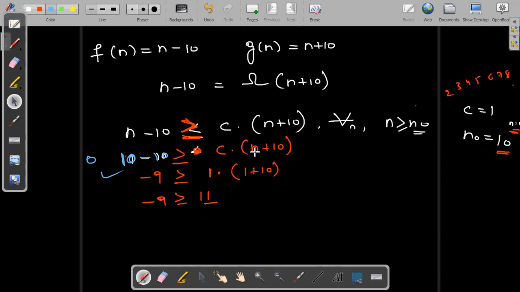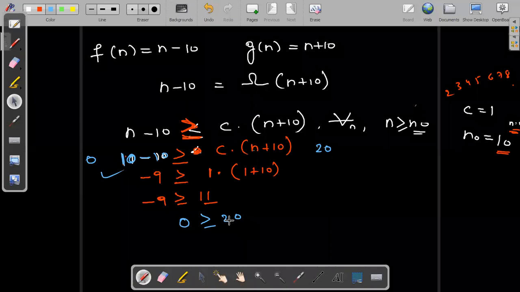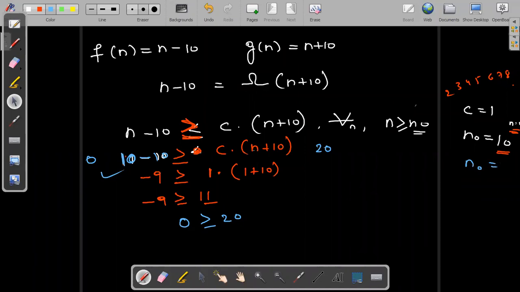Here also you can take n. What is 10 plus 10? You will get 20. Now also you check it. What is the value? 0 greater than or equal to 20. Now also it will not prove. Yes or not, guys? Will it prove or not? No, not at all. Again take n value is equal to 20.